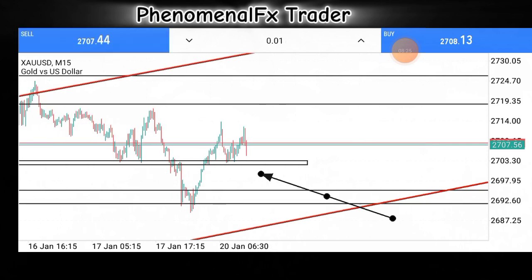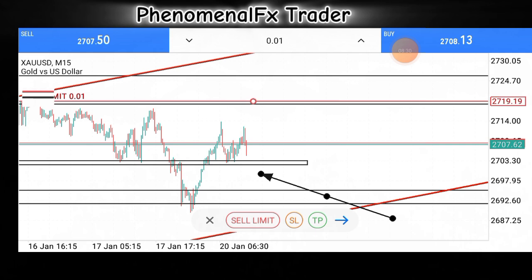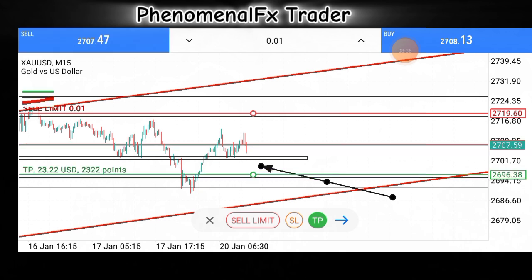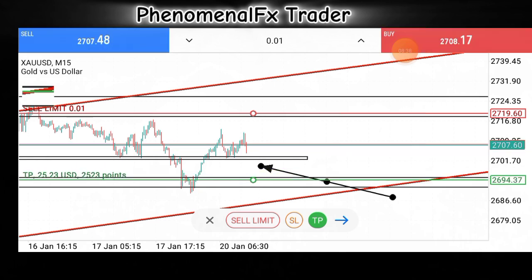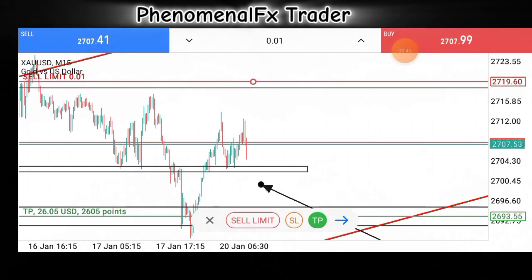So let's say you find an entry anywhere around this zone. Let's say you're entering somewhere around here, then you will notice that you make so much profit if you can hold the trade for the market to get to this other zone here. It's about $26 profit. All right, and once the market gets to that zone, you take your profit.